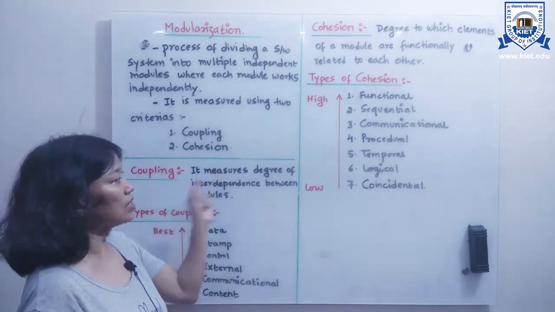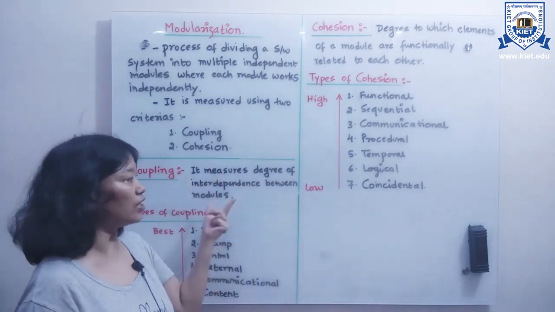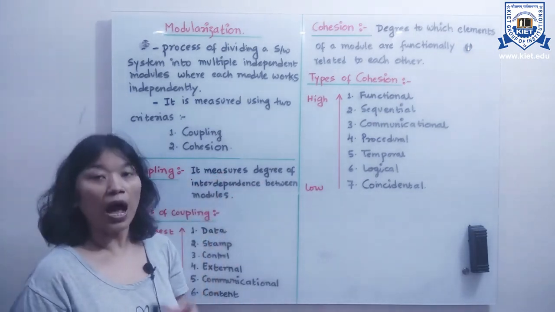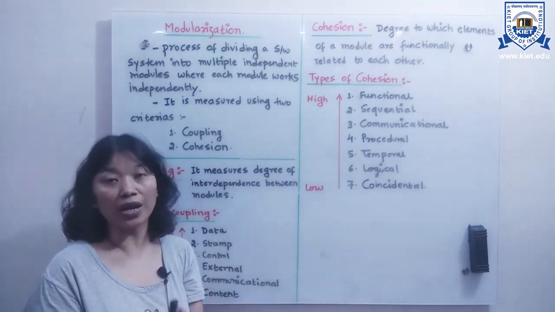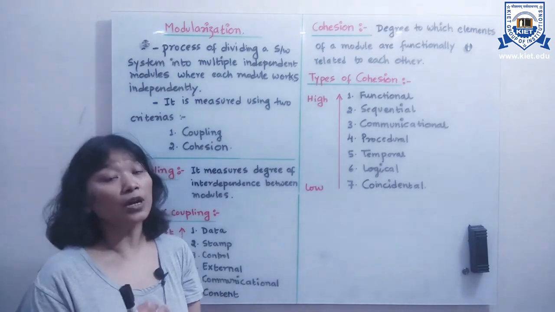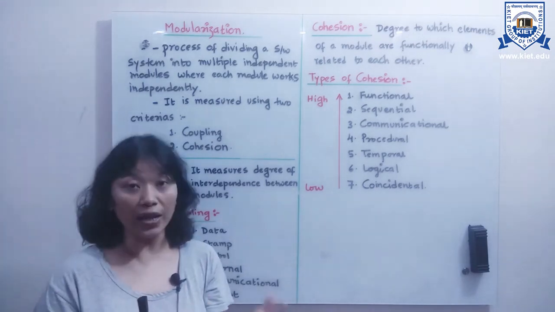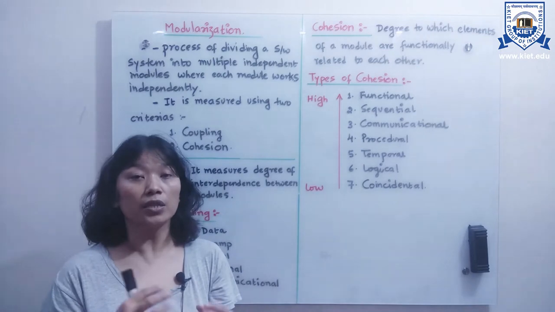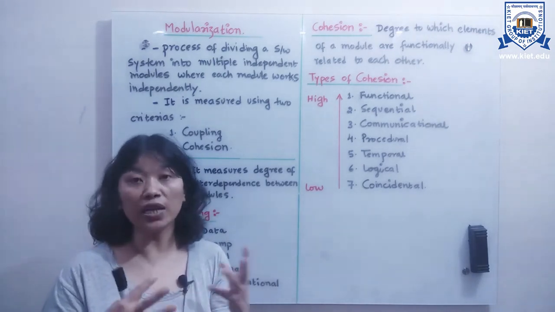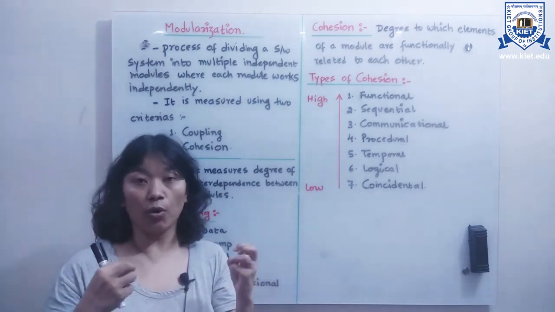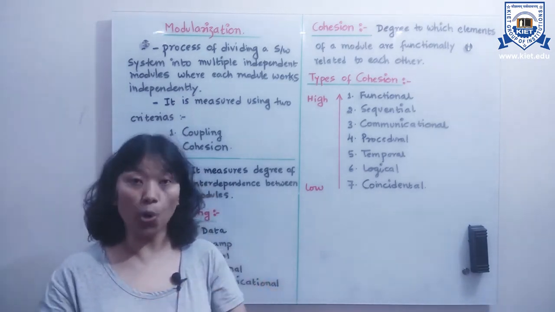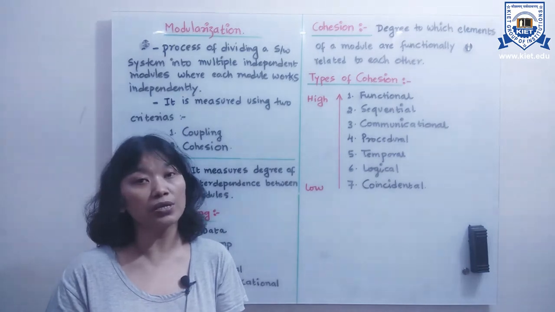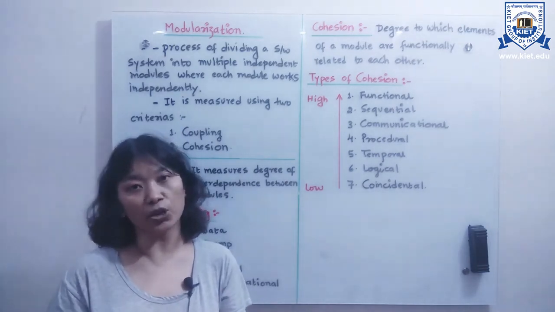Coupling basically measures the degree of interdependence between the modules, how one module is dependent on another module. If the coupling is high, that means the modules are strongly interrelated or interdependent on each other. But if the coupling is low, then obviously the modules are independent of each other.